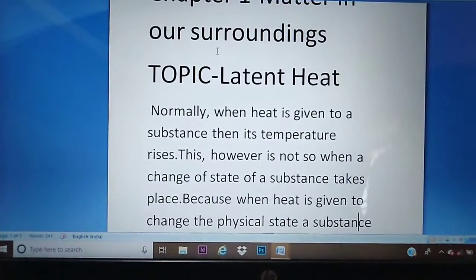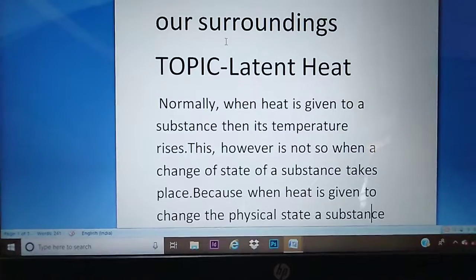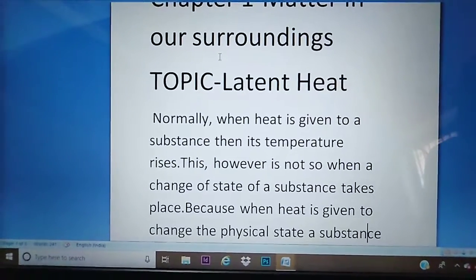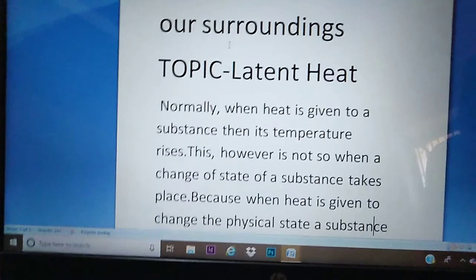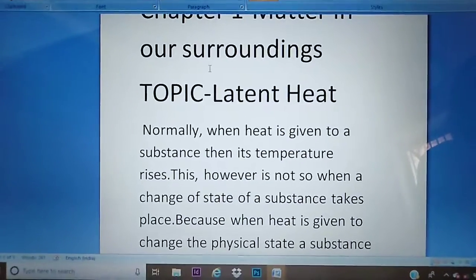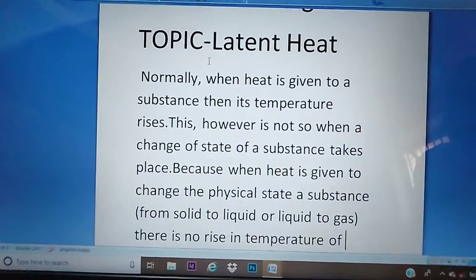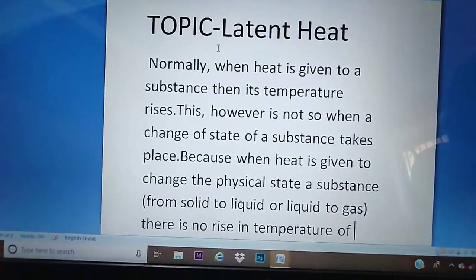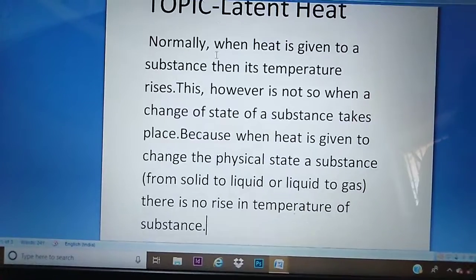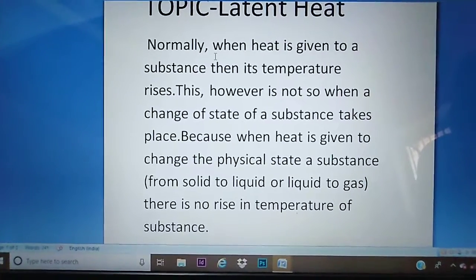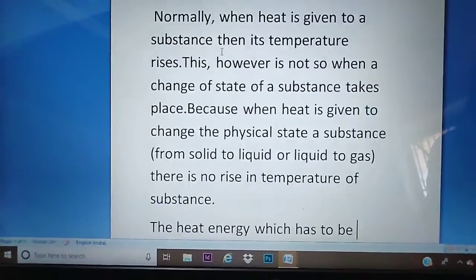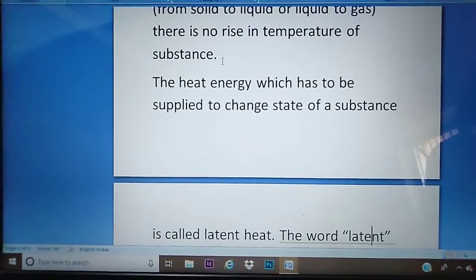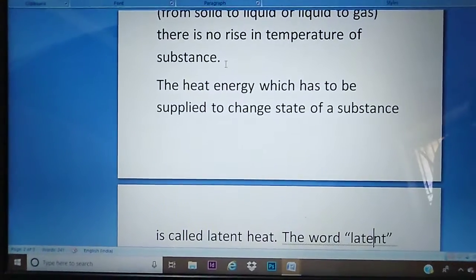So how does this happen? The heat that is supplied changes the state of the substance. It is hidden inside the particles of the matter, and that's why it is known as latent heat. Okay, so how can we define latent heat? The heat energy which has to be supplied to change the state of a substance is called the latent heat.